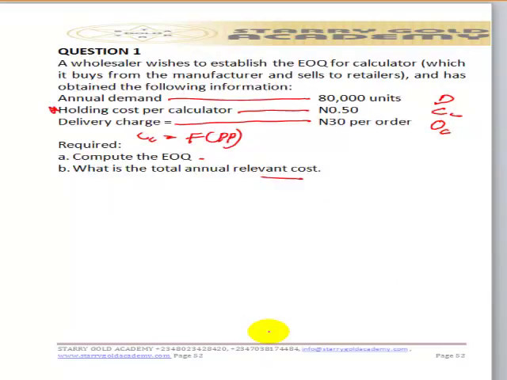Now, going over the question again, you should remember that if you're going to do your EOQ, you need to be able to identify your annual demand, ordering cost, and carrying cost. Once you are able to identify these variables, then you're good to go.